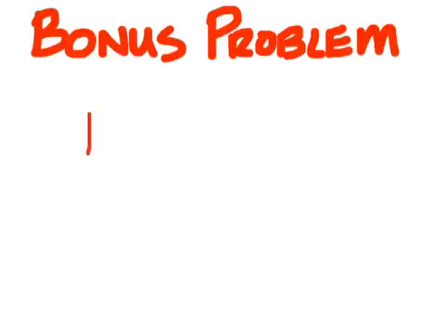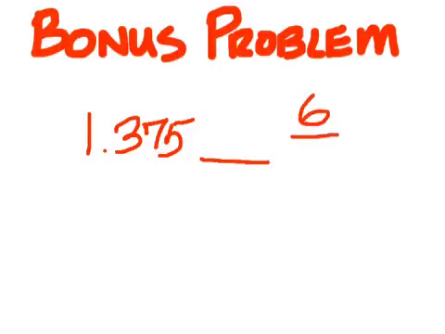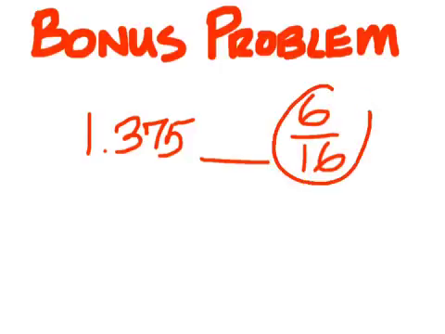Bonus number 2. 1.375 is what in comparison to 6 over 16? The giveaway here is 1. This is a fraction less than 1. You're already over 1 there, so it has to be greater than.